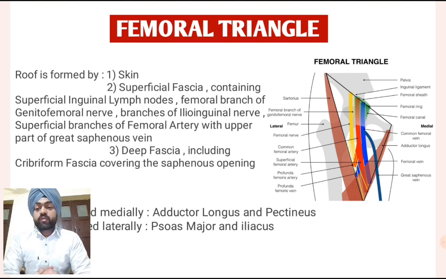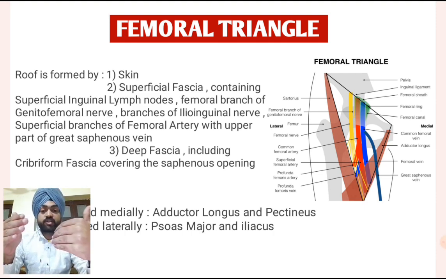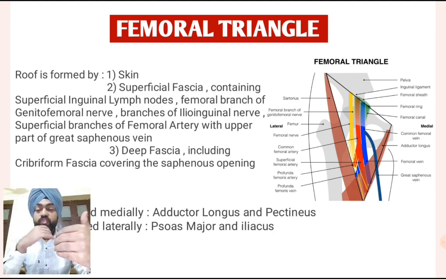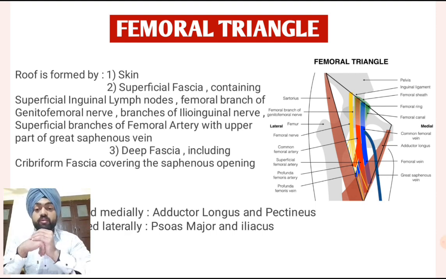Let's talk about the roof of the femoral triangle. The roof contains skin and superficial fascia. The superficial fascia contains superficial inguinal lymph nodes, the femoral branch of the genitofemoral nerve, branches of the ilioinguinal nerve, superficial branches of the femoral artery, and the upper part of the great saphenous vein.